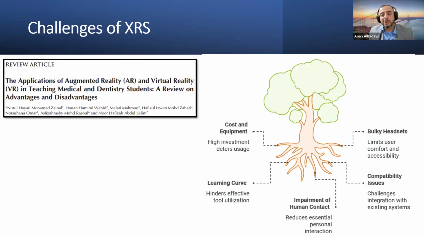So we spoke a lot about the advantages, and about the relevant uses of extended reality. But what are the challenges of extended reality? Regarding cost and equipment, at the initial stage, yes, it's costly and a huge investment. And until now, there is a dilemma in the literature: is it really cost effective or not? Because some people would say that at the beginning it costs a lot, but in the long run, you can save money.